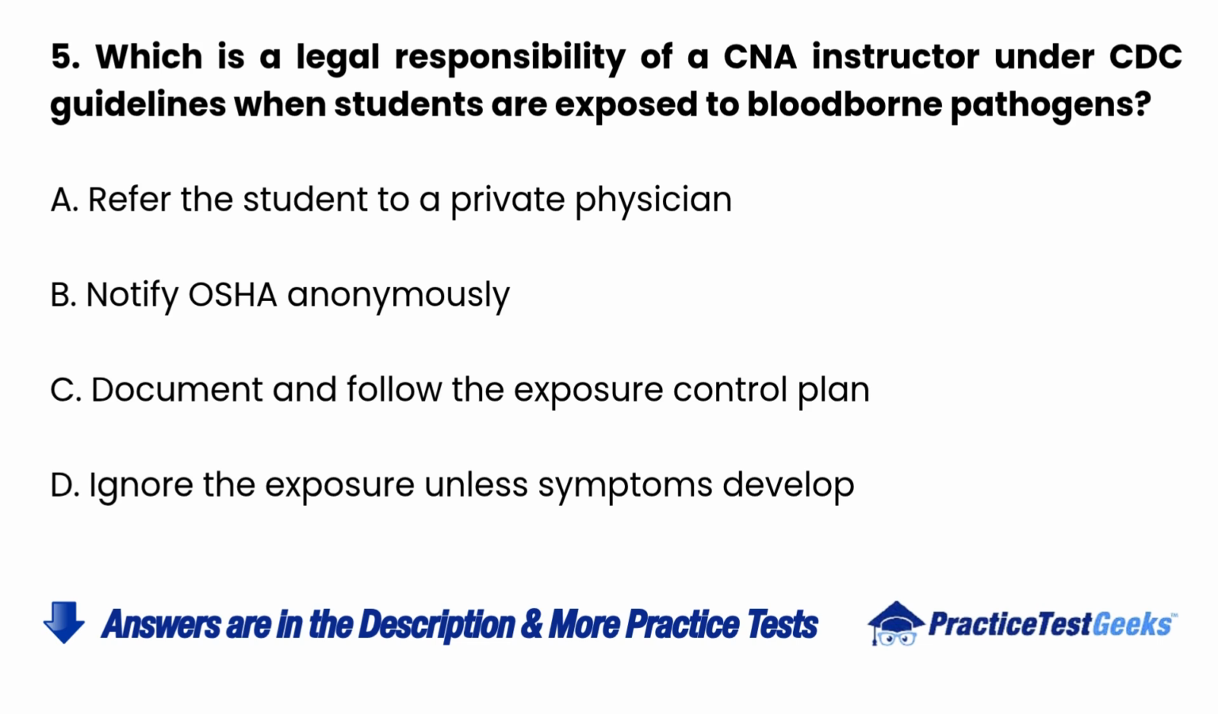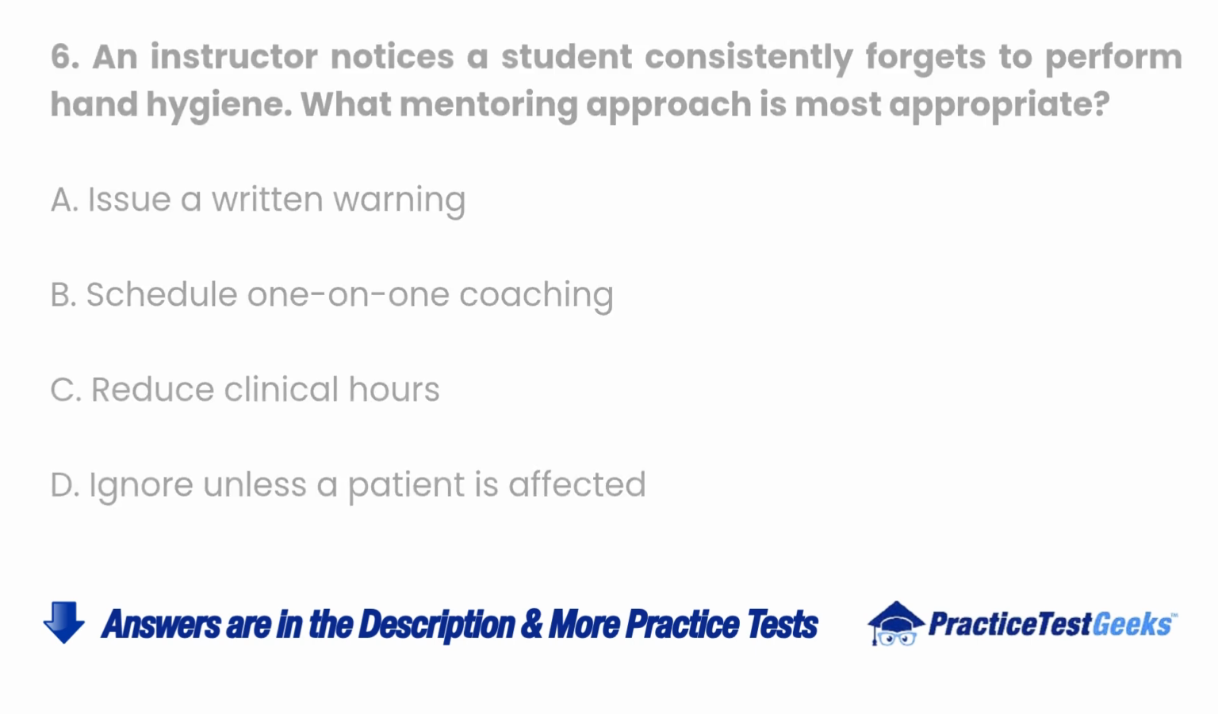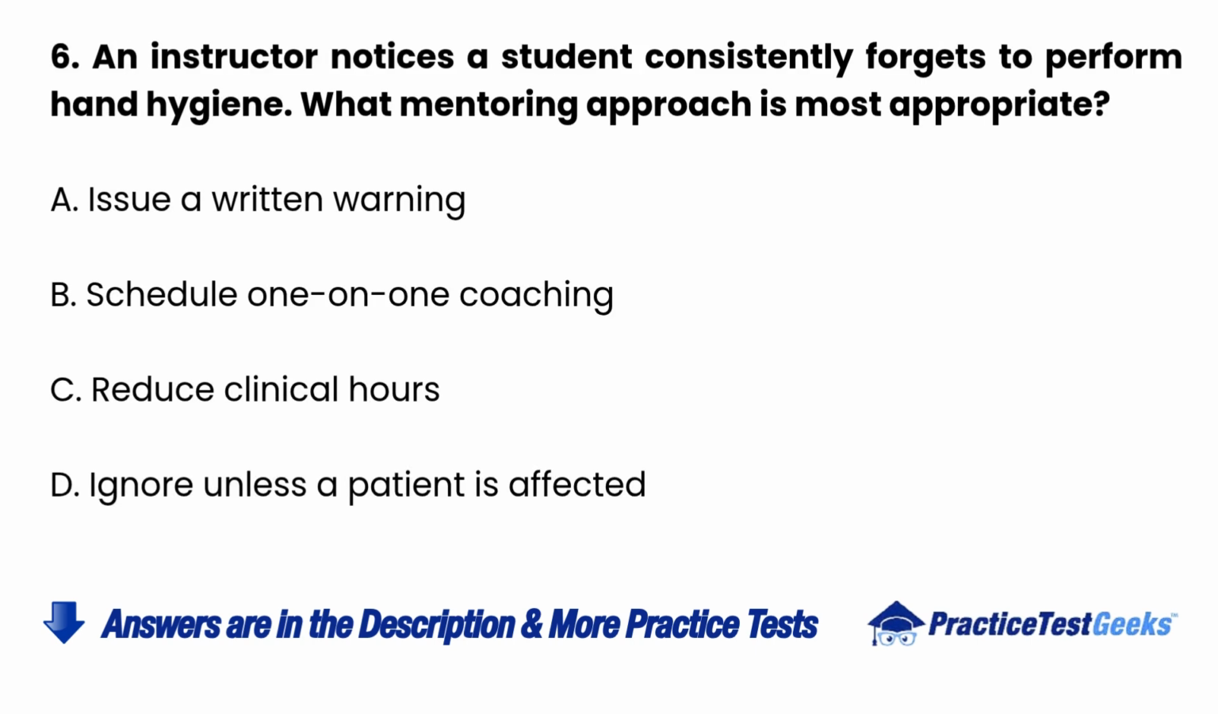A. Refer the student to a private physician. B. Notify OSHA anonymously. C. Document and follow the exposure control plan. D. Ignore the exposure unless symptoms develop. 6. An instructor notices a student consistently forgets to perform hand hygiene. What mentoring approach is most appropriate?